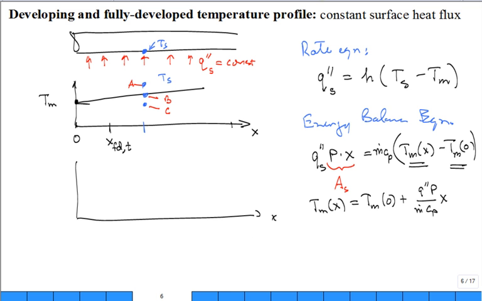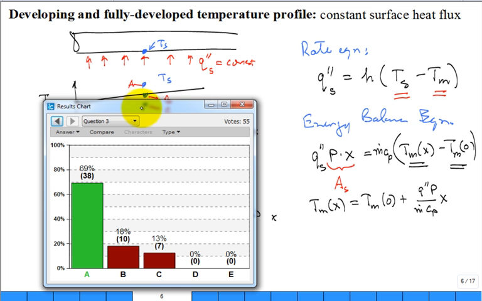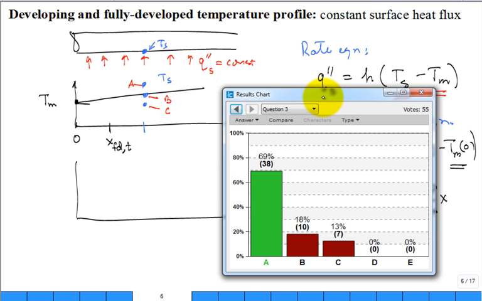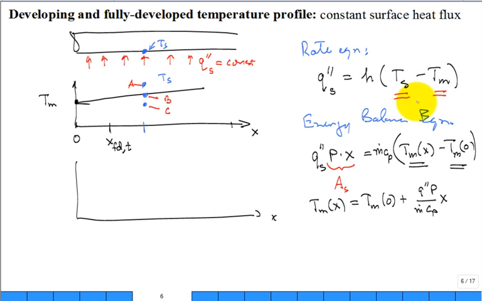Sorry about that. Well, is heat being added to the fluid that's flowing down the pipe for this problem? Yes, it is. So in order to push the heat in from the wall, does the surface of the pipe need to be greater than the mean temperature of the fluid at that section? Yes. And so the best answer is, isn't it A? All right. So that's the temperature there.